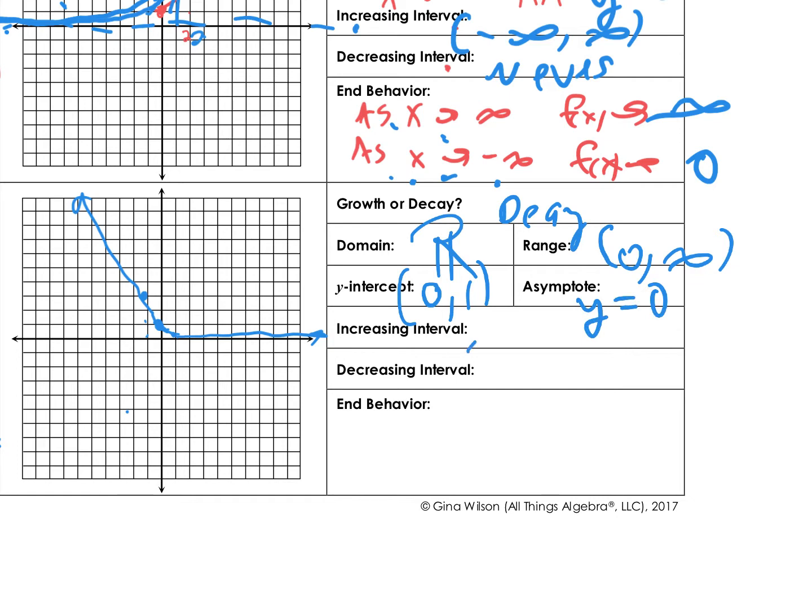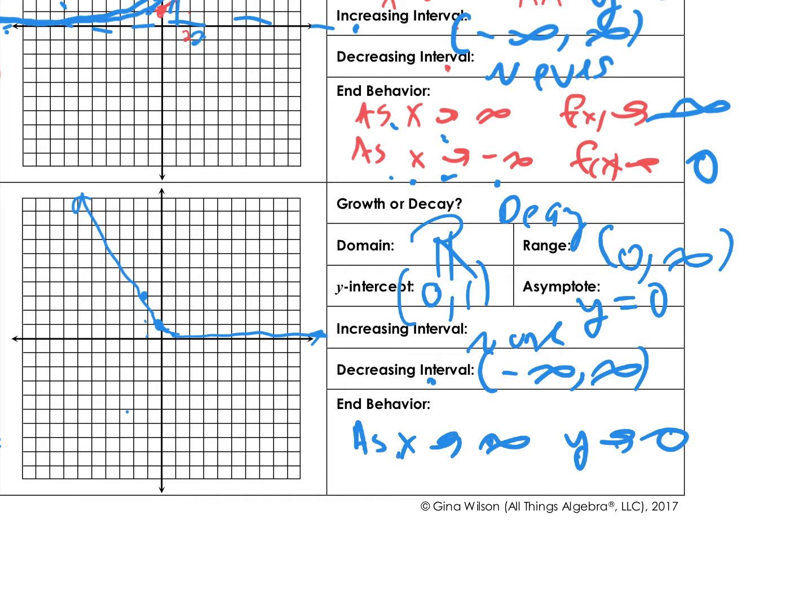Increases? Nope, none. Decreases? Yes. Negative infinity to infinity. As x approaches infinity, y approaches 0. As x approaches infinity to the right forever, y approaches 0. As x approaches negative infinity to the left, y approaches infinity. All right, there's your first set.